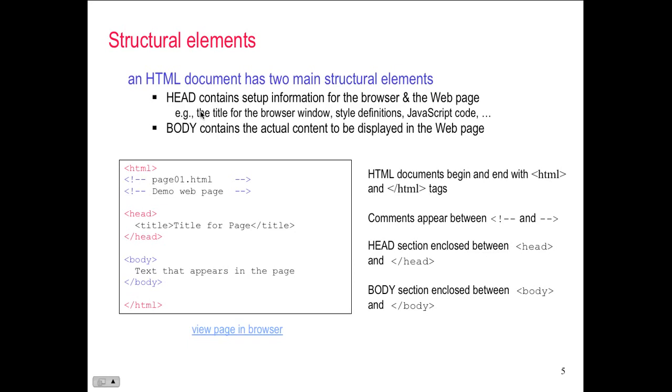So head contains the information for the browser, the browser window, style definitions. Your CSS will go in the header section. JavaScript code will go in the header section. The body contains the actual content of the page. We can see comments right here. You may put comments in your code. In fact, it's a good idea to put comments in your document. And this is the format for it. I don't know why they picked so many characters to put in here, but it's the exclamation point with the 2 dashes, closing, but there's no exclamation point on the closing comment. So comments appear between these particular notations.